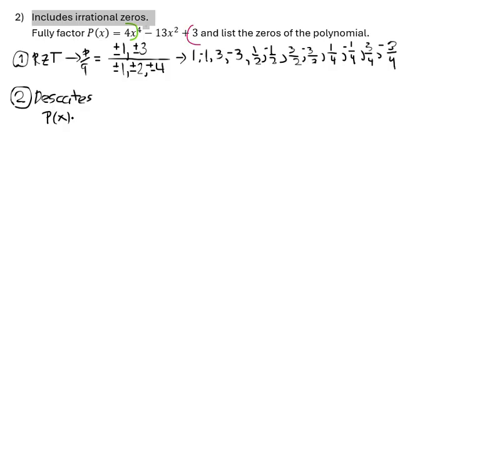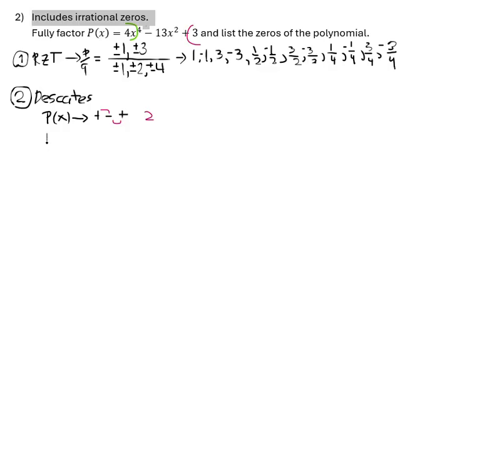Okay, so if I look first at P of X, the terms are positive, negative, and positive. So positive, negative, and positive. This is not just one, but two sign changes. The positive goes to negative, the negative goes to positive. So I will have two sign changes there.